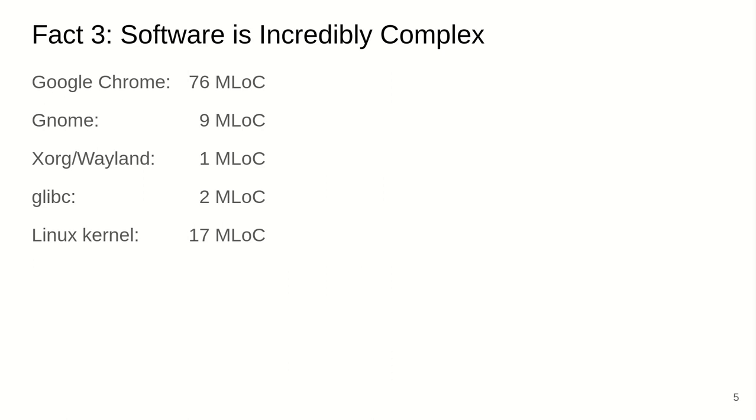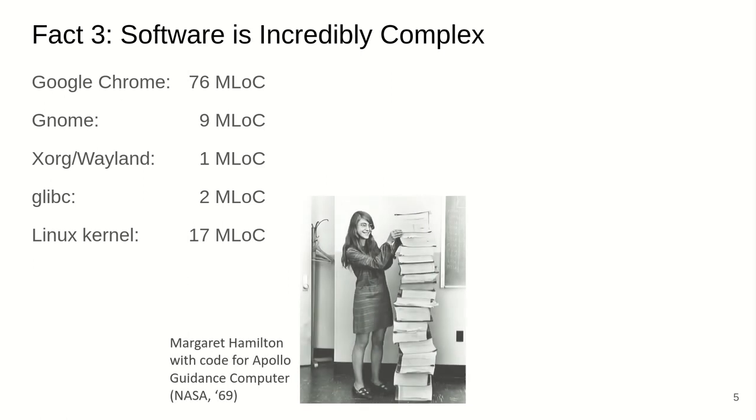Now, I don't know about you, but I actually have a fairly hard time assessing how complex or how hard 100 million lines of code is. So let's actually start with an example of this complexity. Here we have Margaret Hamilton with the code for the Apollo guidance computer. This picture was taken in 1969, so quite a couple of years ago. Back then, code was written in assembly, so this was fairly sparse. So you had to use a lot of code to express a few basic concepts.